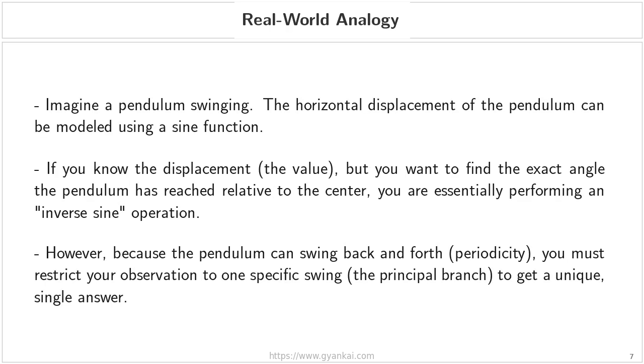However, as we discussed in the previous slides regarding periodicity, the pendulum swings back and forth repeatedly. This means it will hit the same displacement value multiple times during its motion. To avoid confusion and to get a single, unique answer for the angle, you must restrict your observation to one specific swing. This is the physical equivalent of restricting our domain to the principal value branch to ensure our mathematical result is unique.